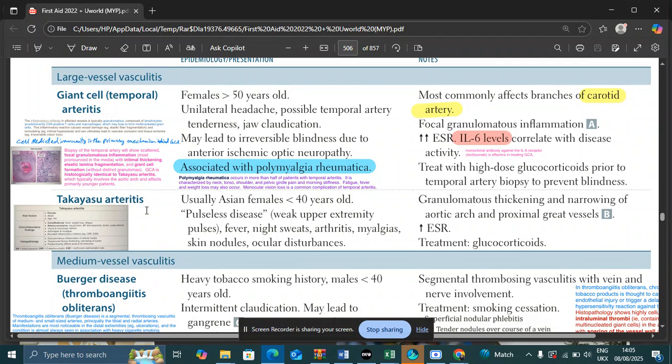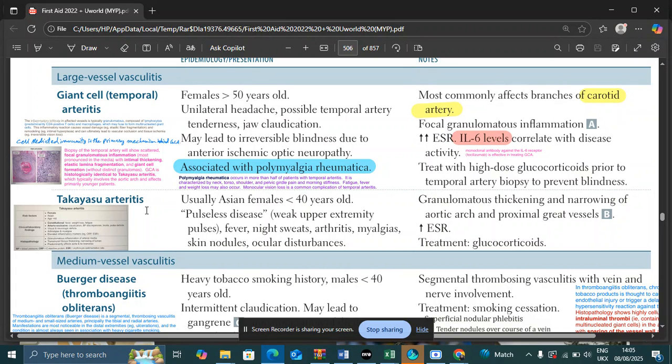Okay, the histological finding in both giant cell and Takayasu arteritis is the same, which is granulomatous thickening. Okay, and the treatment options are again the same. We will treat both of these conditions with glucocorticoids. Okay, but for temporal arteritis you should remember that we give high dose glucocorticoids prior to temporal artery biopsy to prevent blindness. Okay, irreversible blindness due to anterior ischemic optic neuropathy is a very important complication related to giant cell or temporal arteritis.